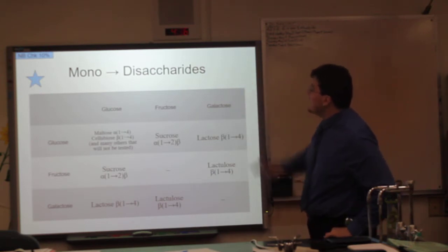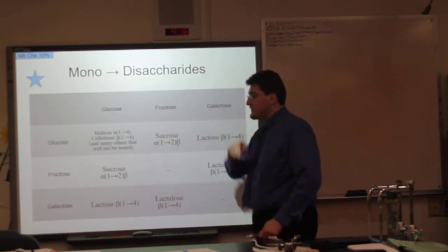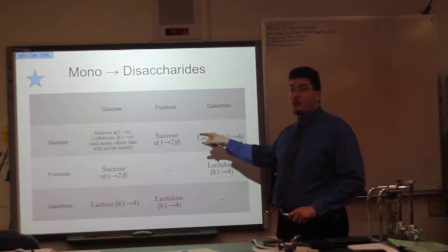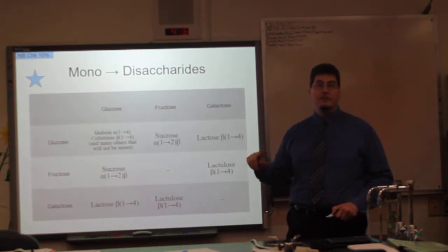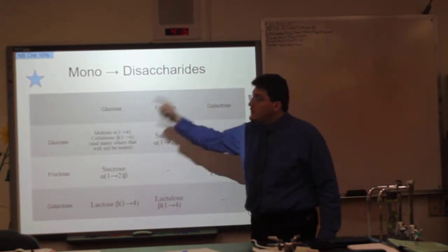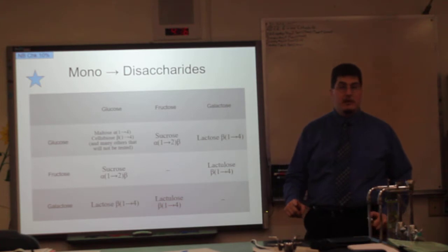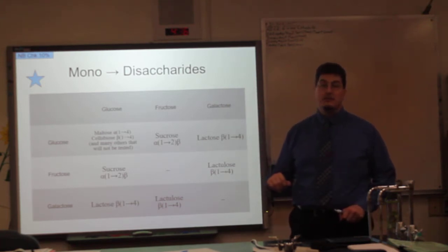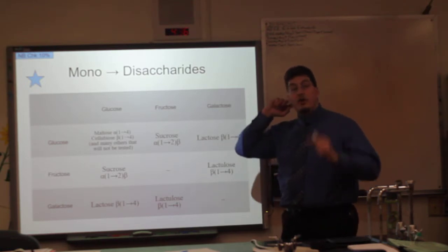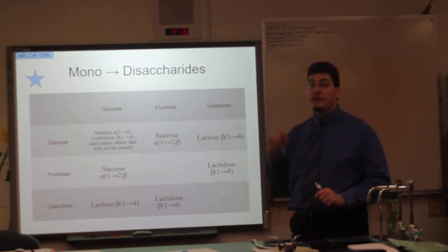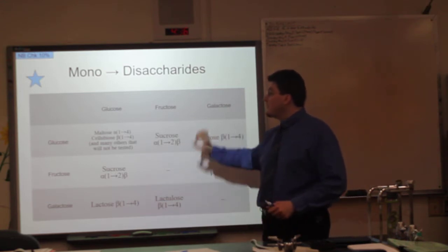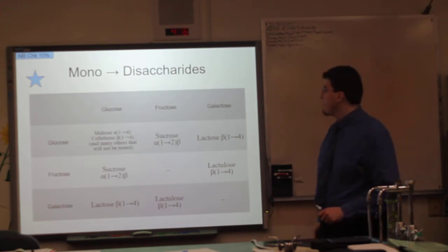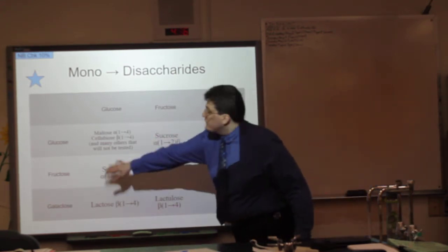Glucose plus fructose is sucrose. And that has an alpha 1 beta 2 glycosidic bond, because glucose is in the alpha configuration, and fructose is in the beta configuration, and it bonds the 1 carbon of the glucose to the 2 carbon of the fructose. So sucrose is alpha 1,2 beta. So glucose to fructose.